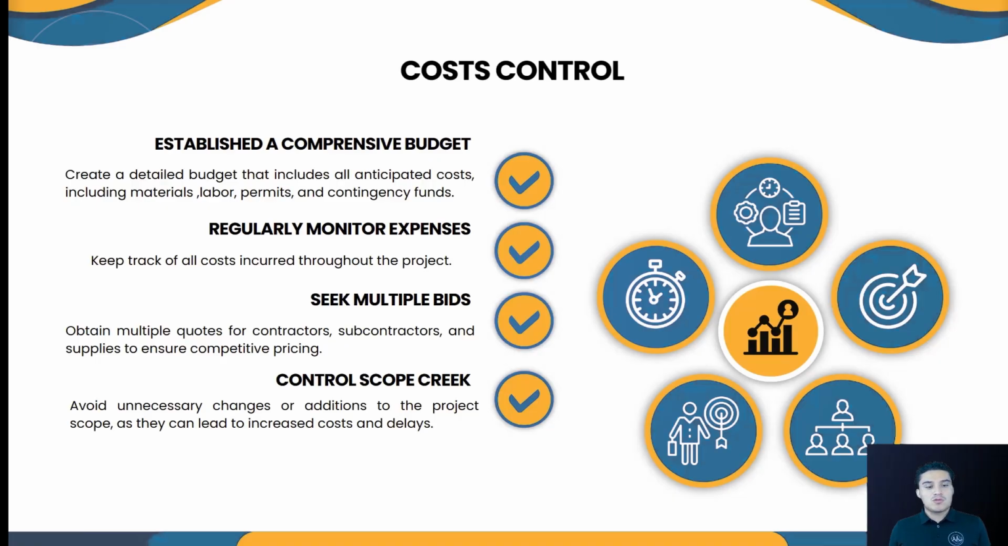And also control scope creep. Avoid unnecessary changes or additions to the project scope, as they can lead to increased costs and delays. If it's not necessary, don't do it. Don't get too much into detail on things that are not necessary. Just keep everything normal, keep everything on time, and make it happen as soon as possible. Finish the project, sell the property, move on to the next property, and repeat the process. But don't do things that are not necessary. If the property has big landscaping and now you want to add trees, don't do it. Why would you want to add trees to a property?